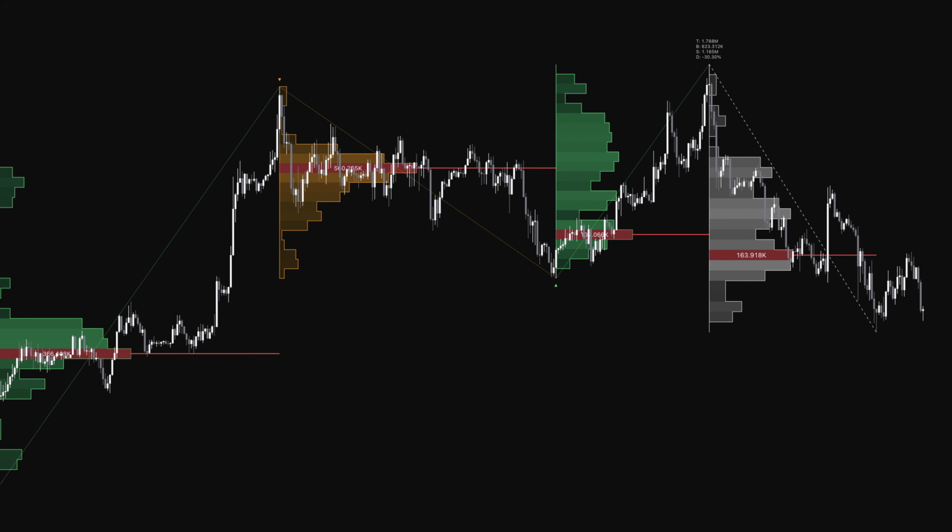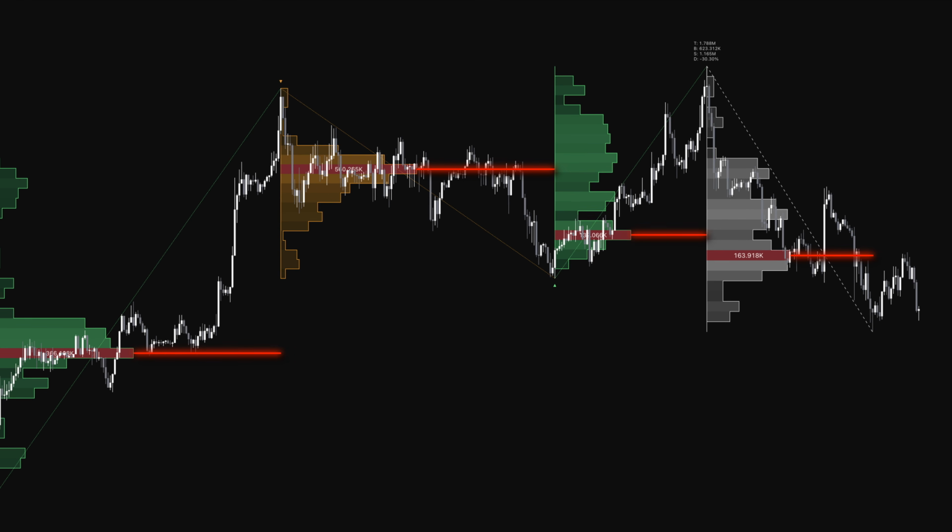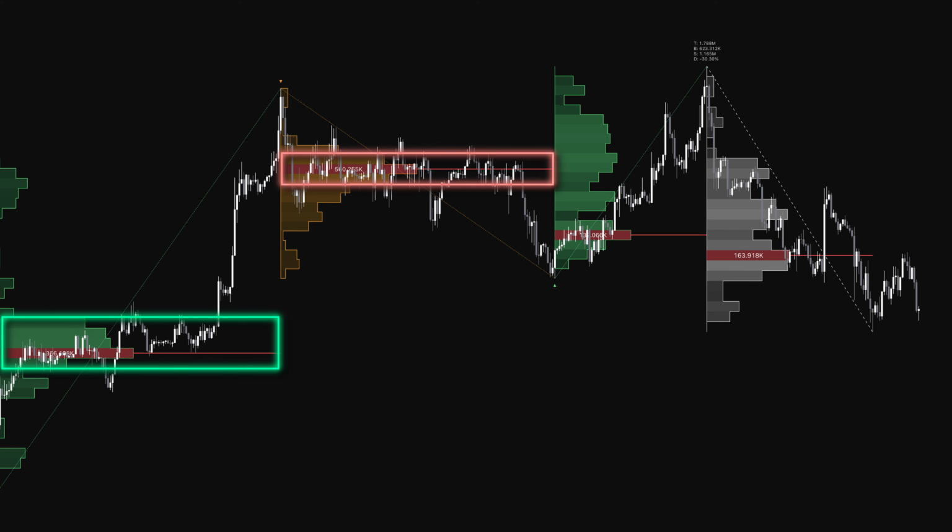In practical use, the point of control levels from completed swings act as reference zones on future price revisits, similar to how session volume profiles are used, but scoped to swing structure rather than time. Traders can identify where the market did the most work during a rally or decline, and use those levels as potential reaction areas if price returns.